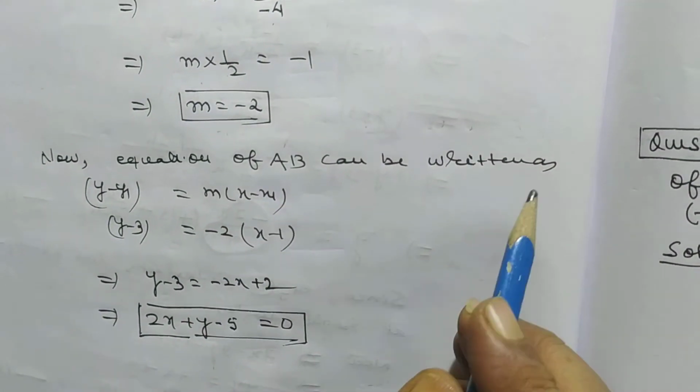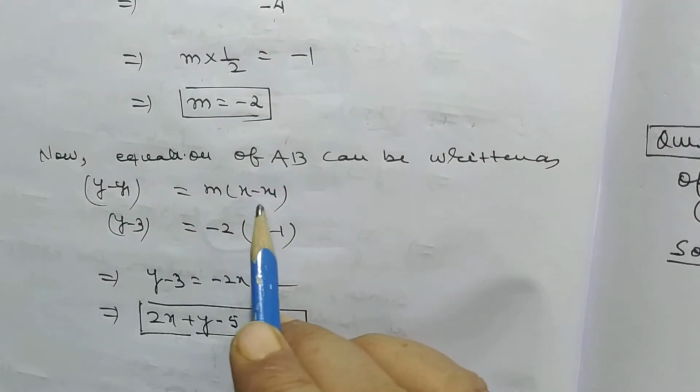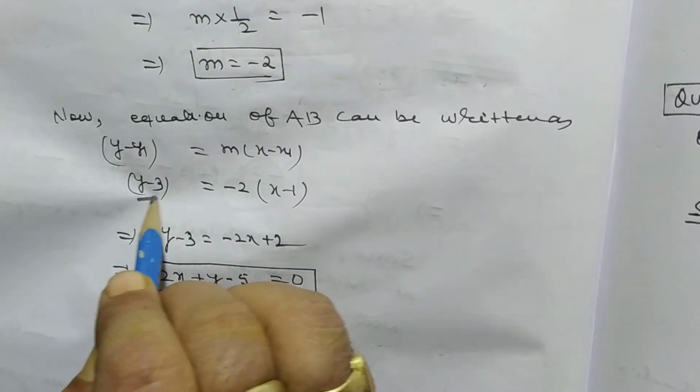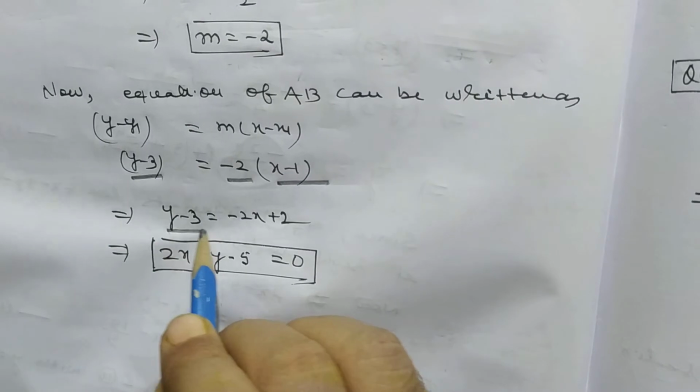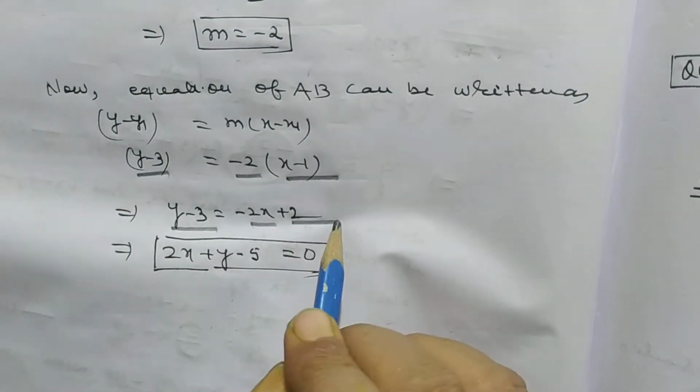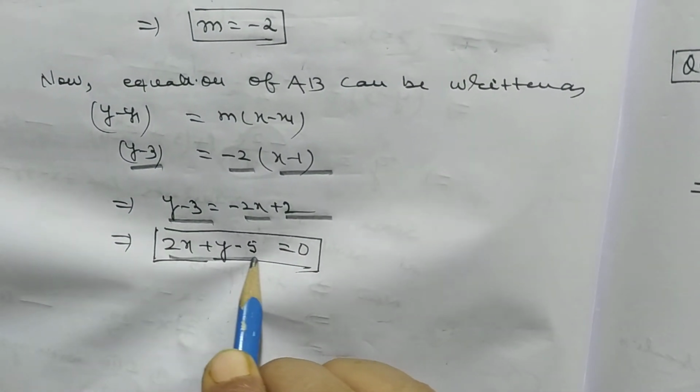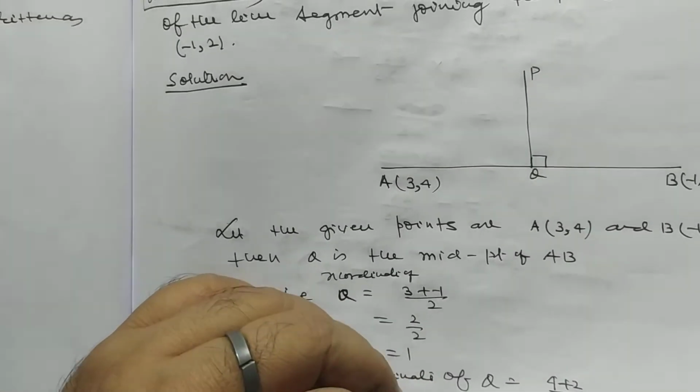Now the equation of AB can be written as y minus y1 is equal to m(x minus x1). That is y minus 3 is equal to -2 into (x minus 1). That is y minus 3 is equal to -2x plus 2. That is 2x plus y minus 5 is equal to 0, which is the required equation of the line.